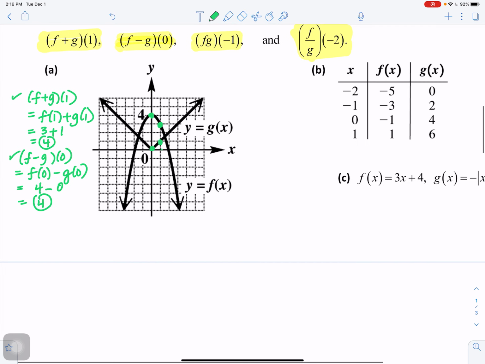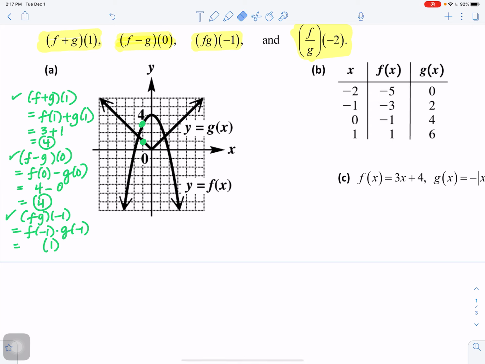Okay? Let's go to fg of negative 1. Fg of negative 1 is equal to f of negative 1 multiplied by g of negative 1. Okay? I need to do some erasing on here. And so I'm going to x equal to negative 1. And f of negative 1 is 3. Is that 3? 1, 2, 3. Yep. I thought that looked a little too high. And g of negative 1 is 1. And so 3 times 1 is 3.